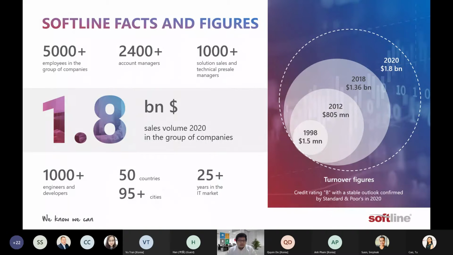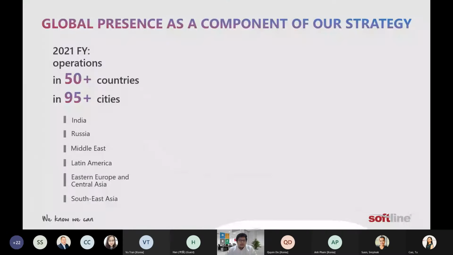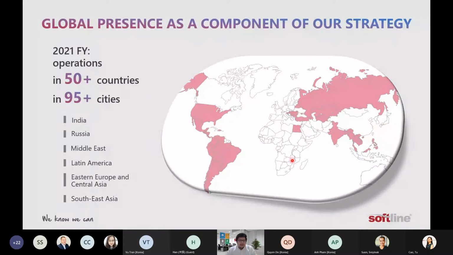Our headquarters has its main office in Moscow, Russia, and we also have branches in India, the Middle East, Latin America, Eastern Europe, and especially in Southeast Asia. We have Cambodia, Vietnam, Laos, Myanmar, and Thailand in Southeast Asia.